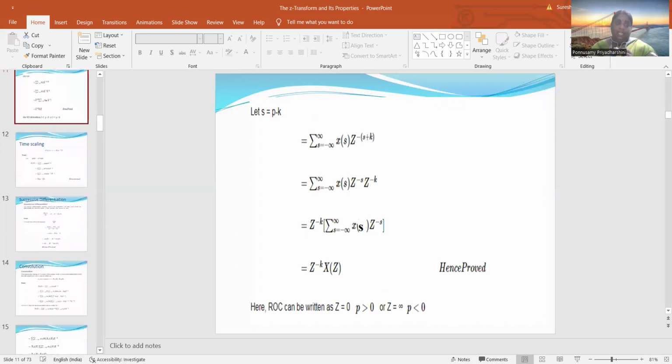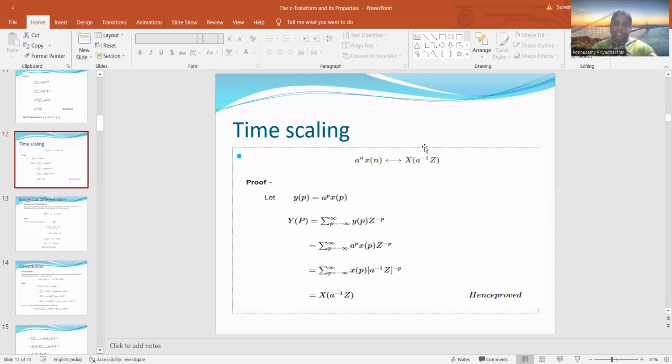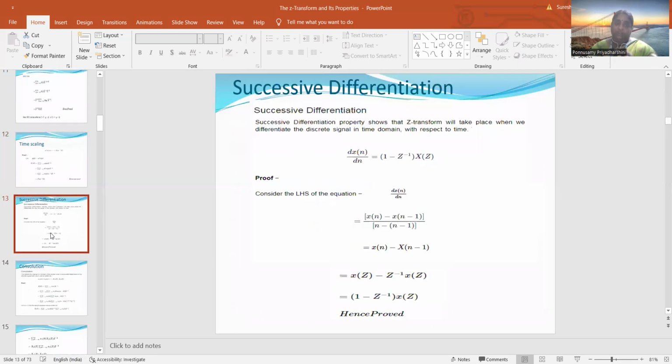The next property is the time scaling property, that is, how far the values are scaled. a to the power n x of n is equal to X of a inverse z. Here they prove it with an example, taking y of n equal to a to the power n x of n. So what is Y of z? It is the summation from n equals minus infinity to infinity of y of n z to the power of minus n. You substitute all the values, and after that you get X of a inverse z. Hence it is proved.